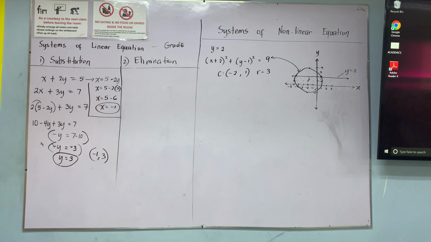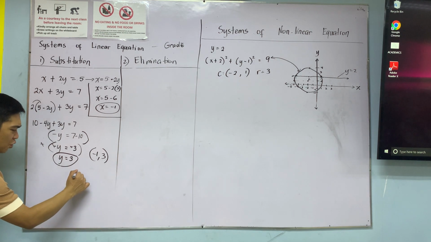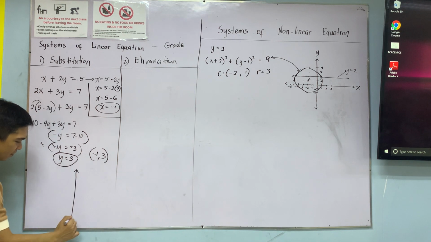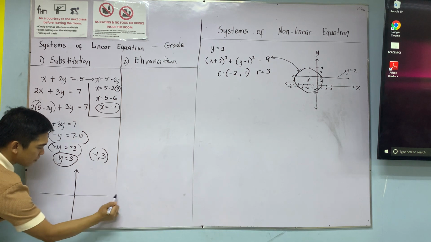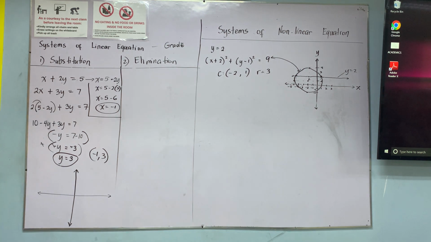So, pag graph natin, matunog ba kayo mag-graph? Kung dapat matunog kayo. So, pag graph natin ito, we can use the x and y intercept. X and y intercept, let's say, x plus 2y is equal to 5.